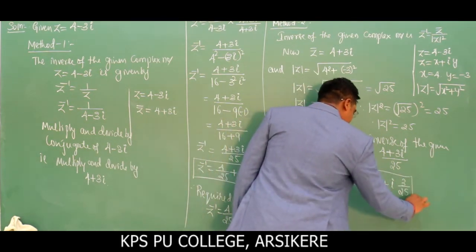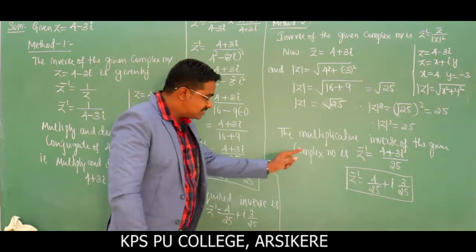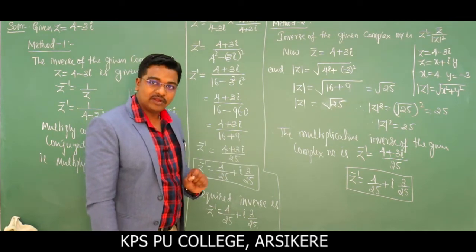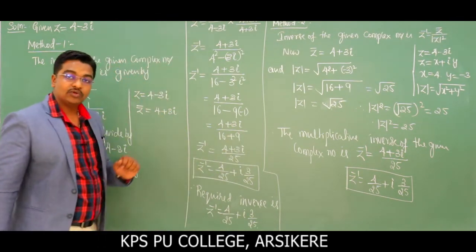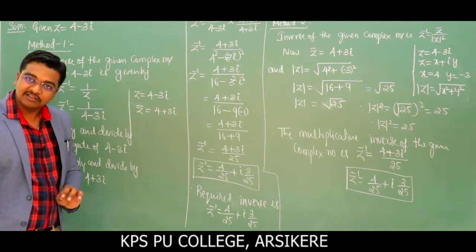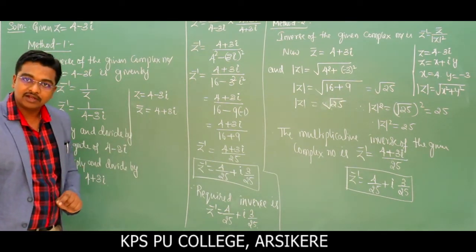This is the method used to find the inverse of the given complex number. So write both method 1 and method 2. Whichever is convenient for you, just follow that method. Write down all the things what I have written here.